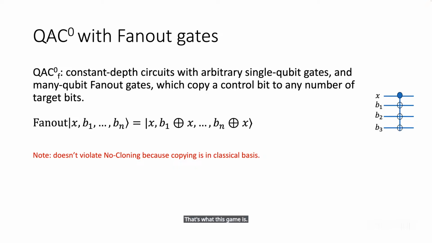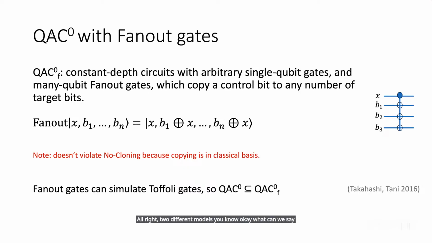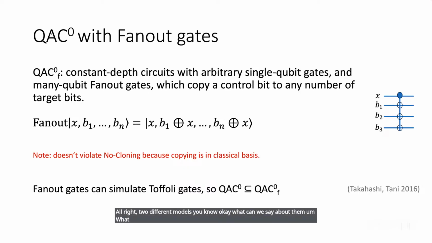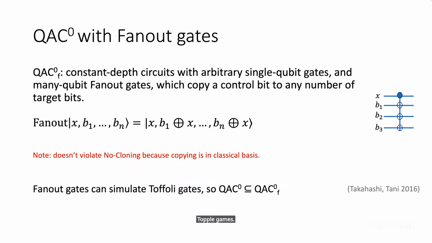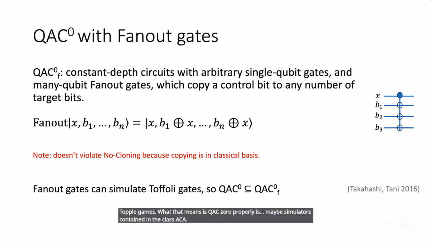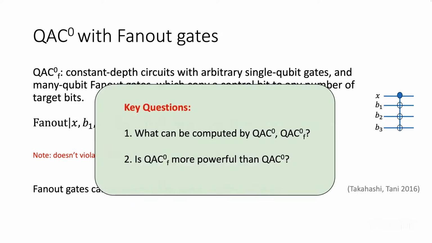All right, 2 different models. Okay, what can we say about them? So what's interesting, first thing is that fan-out gate can simulate Toffoli gates. What that means is QAC0 with Toffoli can be simulated or just contained in the class QAC0 with fan-out. And the key question is, well, still, what are the relations?